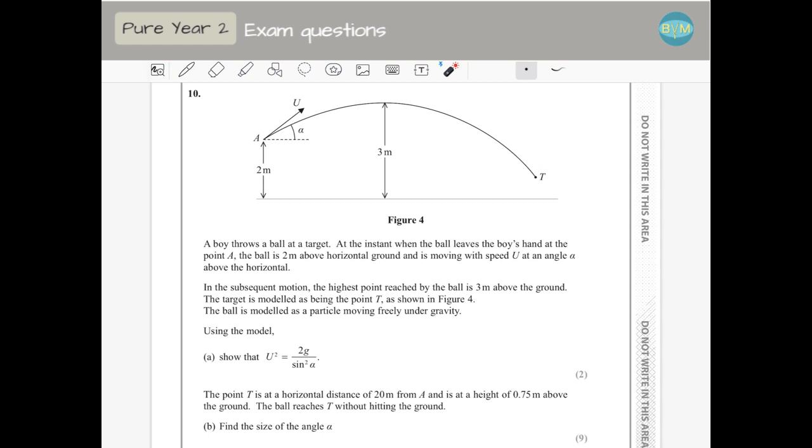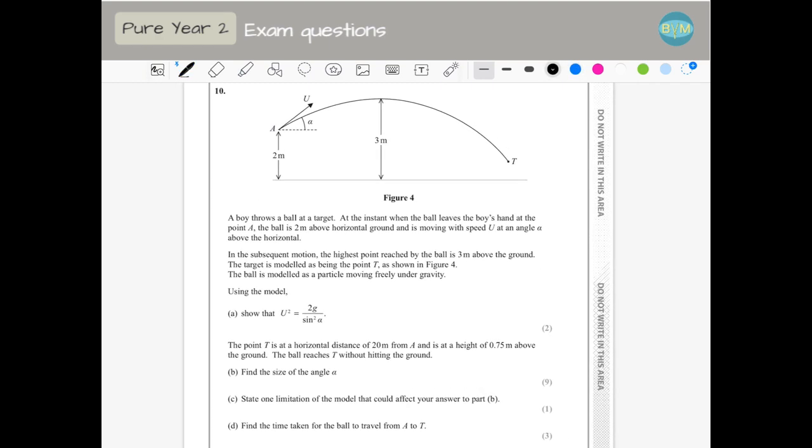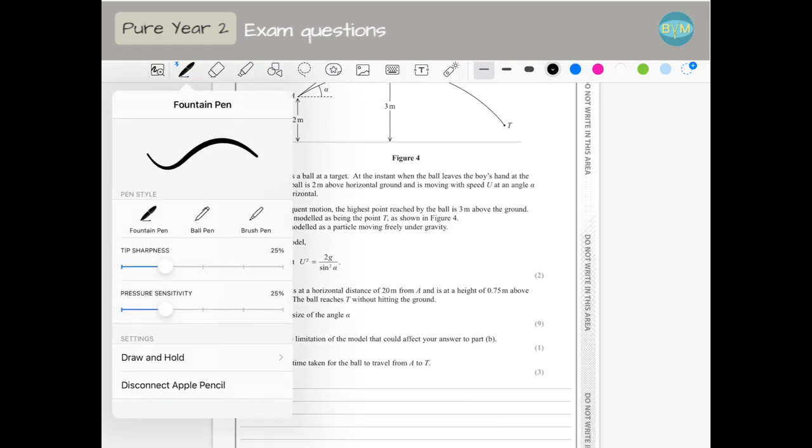The ball is modeled as a particle moving freely under gravity, and we have to prove that u squared is this expression here. So one of the things that we can easily use is that we know the maximum height. From the starting point, the maximum height is going to be 3 minus 2, so the maximum height reached by the particle is 1 meter from the height that it is projected. And we know that maximum height means velocity 0. So we can apply SUVAT equations.